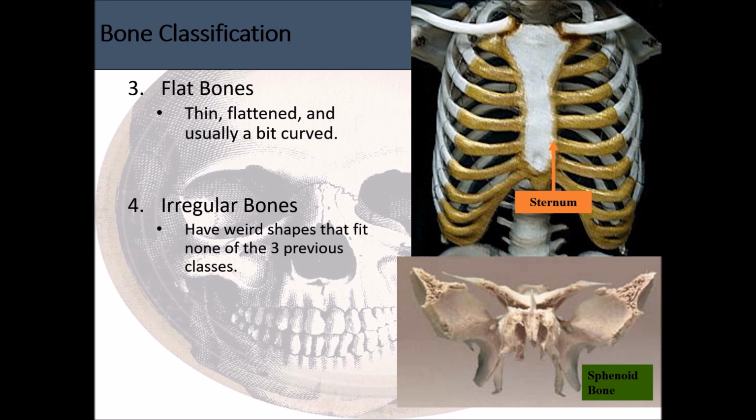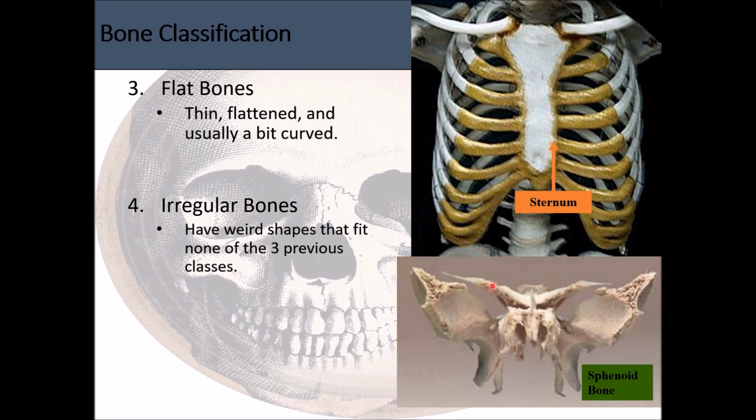Finally, we've got what I consider the cop-out category. That is sort of the waste bin, where we throw all of the bones that don't fit in with our other 3 categories. These are irregular bones. These are bones that are kind of a weird shape. The poster child for irregular bones is the sphenoid bone. The sphenoid is found in the skull, and people think it looks kind of like a bat or a butterfly with these kind of wings.